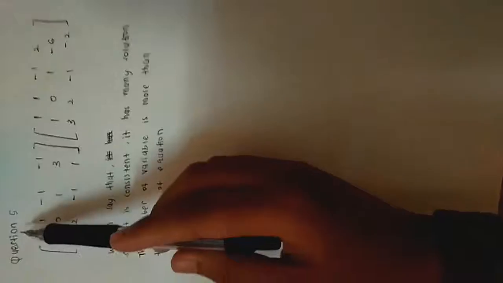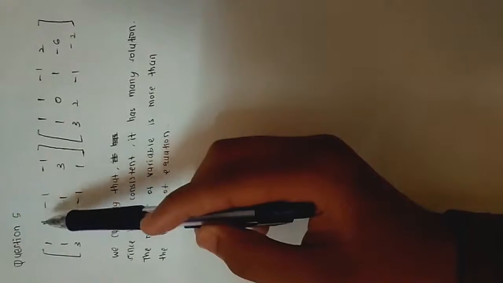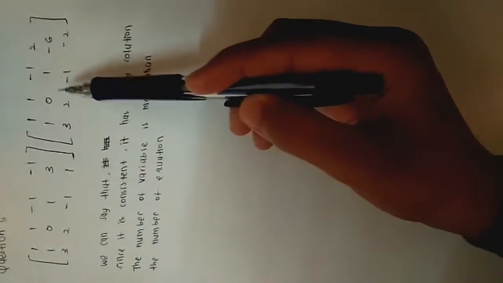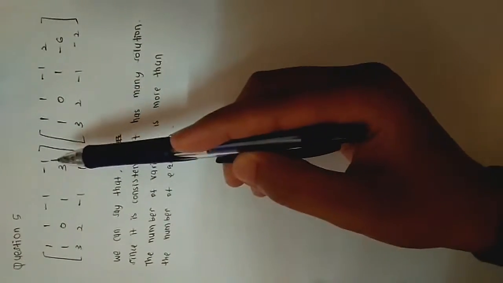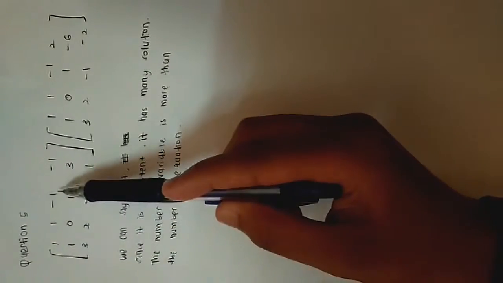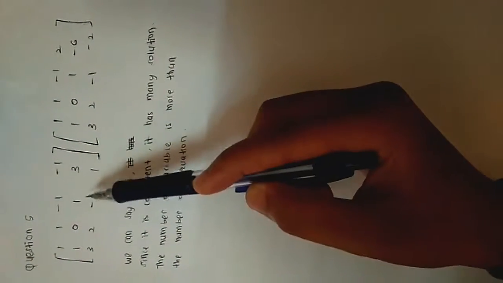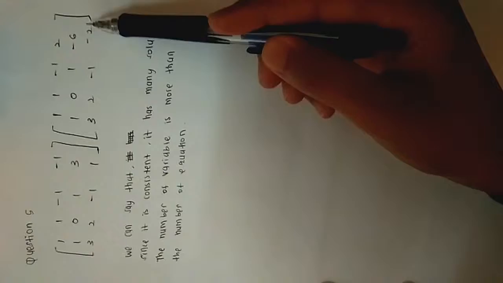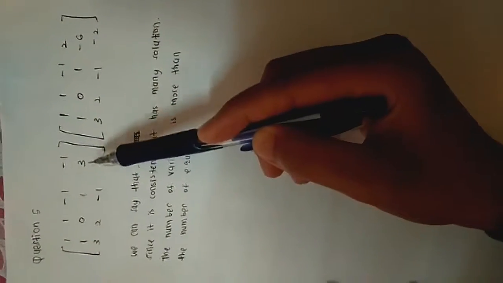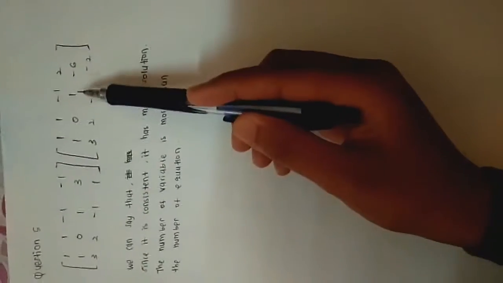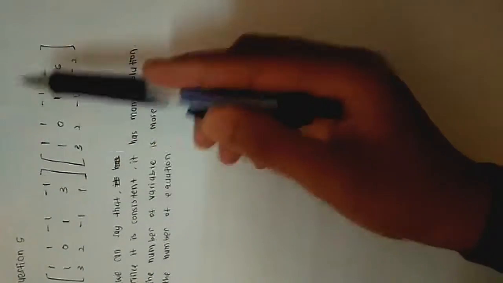Okay. For question number 5, we can say the first system is consistent. The second system is also consistent. This is because we can look at the first, second, and third columns. For the first system and second system, they are the same. Then for the fourth column, the second system depends on the first system's fourth column. So we can say that the second system is also consistent.